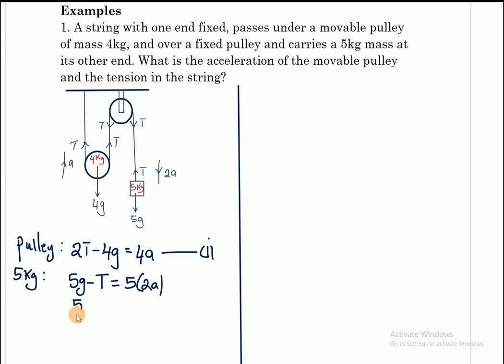And we can rewrite this one as 5g minus t equal to 10a. This is the one we are preferring to call equation number 2. And we need to solve those two equations simultaneously. Let us get equation 1 and we add it to 2 of equation 2.